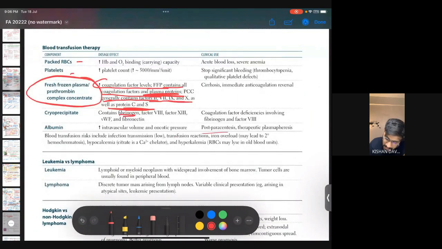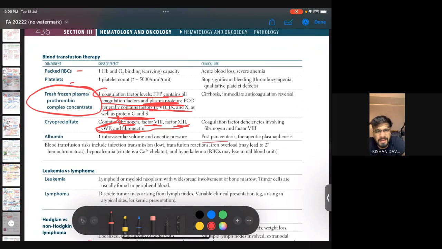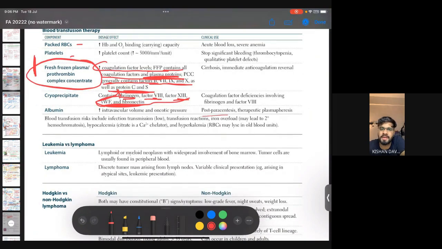Cryoprecipitate contains fibrinogen, 8, 12, VWF, and fibrinogen. So these are the factors present in the cryoprecipitate. That's it. Basically, they don't ask this, okay? But they might ask you about FFP and PCC because in one exam a question was there. Alright, we are done with the bleeding disorders. We are done with the platelets.